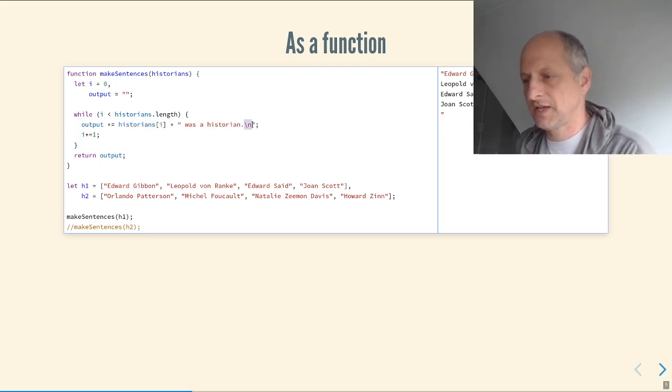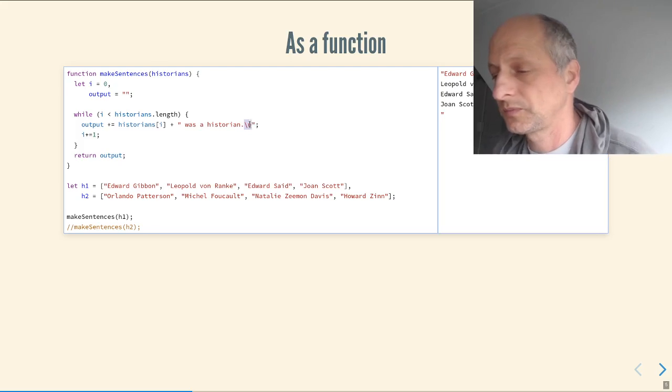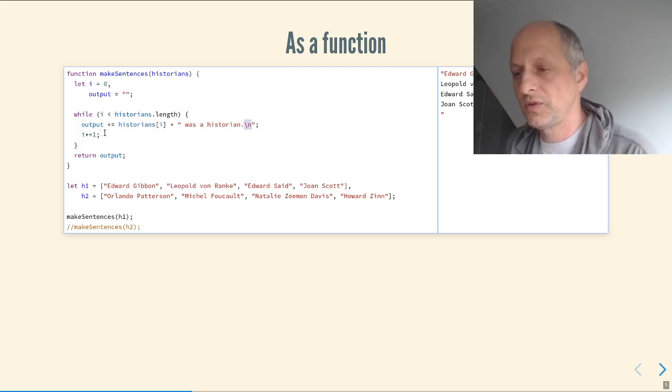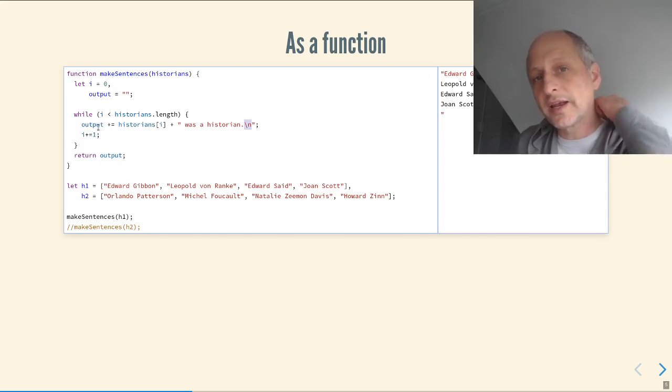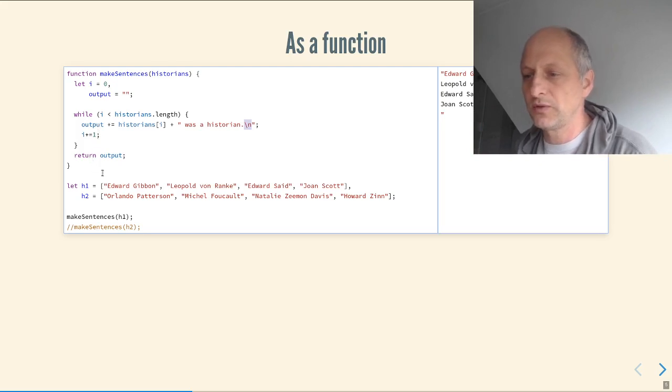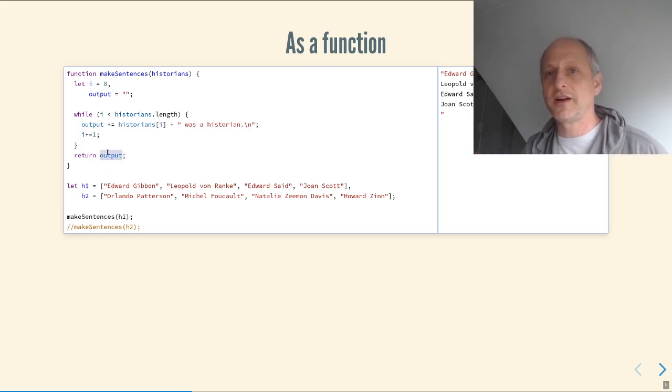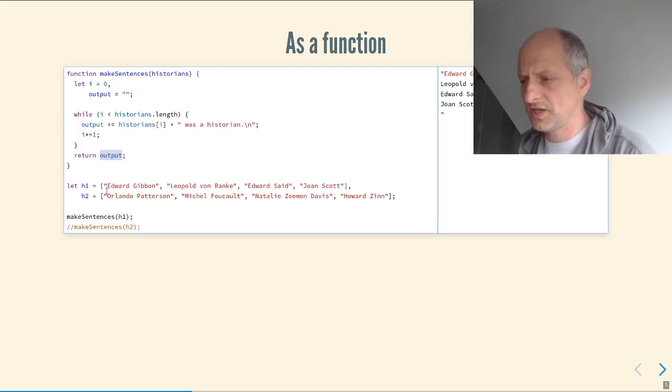This \n is called an escaped character, and it's a way of writing a carriage return, a line return in your JavaScript code. So far, the main difference is that we are accumulating. We're not logging stuff to the console, but instead we're accumulating, growing a string variable, and then finally we're going to return that string variable as a value. So you can see how this works here.